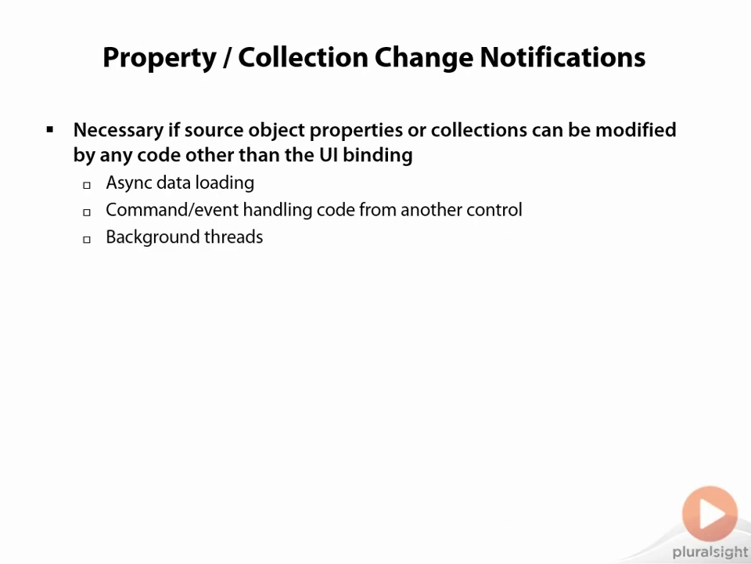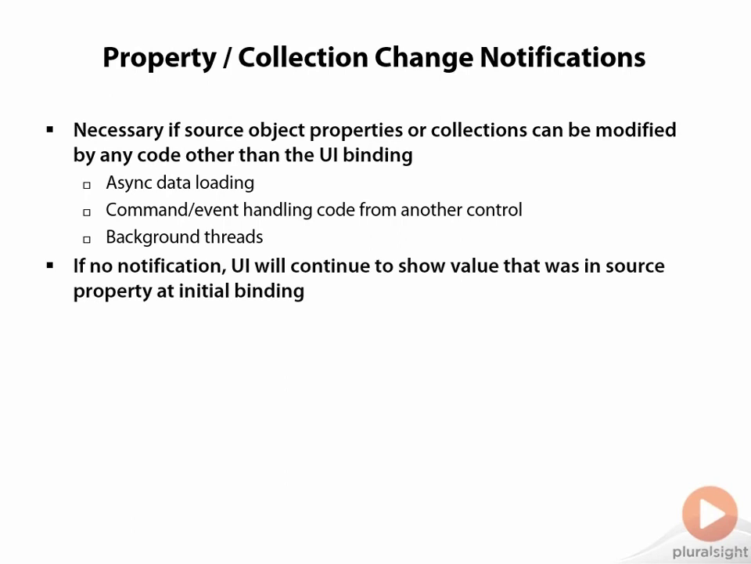And certainly if you have any background threads or things going on in the background that are modifying your data objects, that's another source where things are going to change behind the scenes, not directly from user input through the bound control. In any of these scenarios, you're going to need property or collection change notifications to make sure that the UI stays fresh. Because if there's no notification, the UI is going to continue to show the value that was in the source property at the initial binding, at the point where the XAML was parsed.